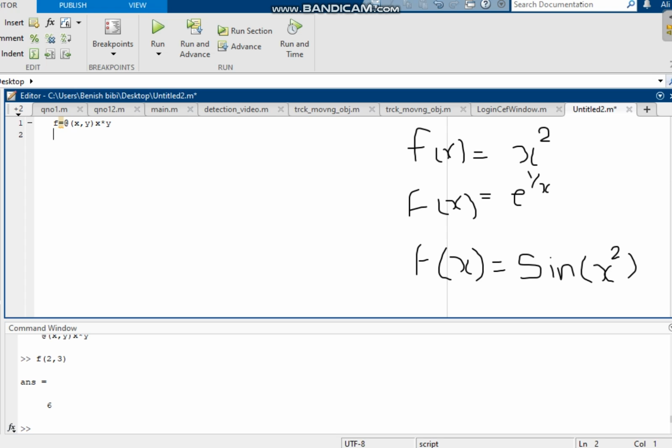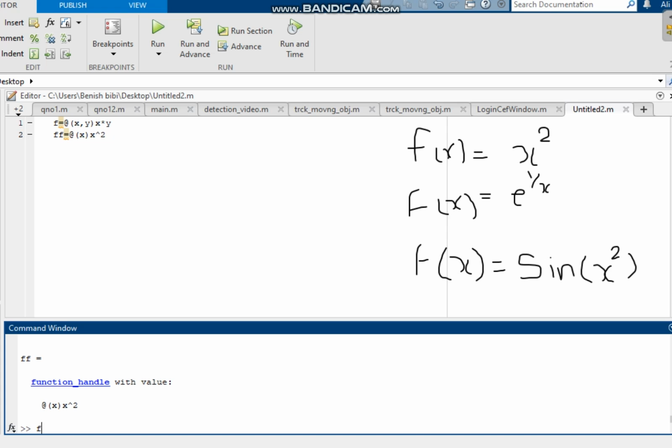Now we have these three equations. We have to solve them one by one. Hope you got the syntax. So create another variable equal to at. Now here we have an explicit function, so we will declare only one variable here. After that we write x power 2. Okay, now let's run it.